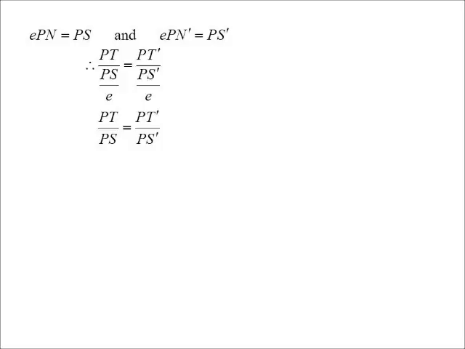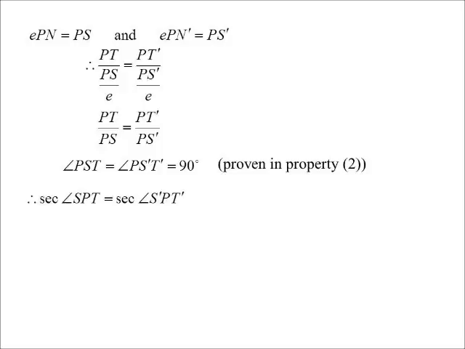And now I can look at those triangles because they are sides in those triangles, which we now know also from the last theorem to be right angle triangles. Right? So we proved that those angles were 90 degrees. Right? That was our property we just did. So PT over PS is in fact the secant ratio of SPT, and PT dash over PS dash is the secant ratio of S dash PT dash. Remember, secant is the reciprocal of cosine, which means it's hypotenuse over adjacent.